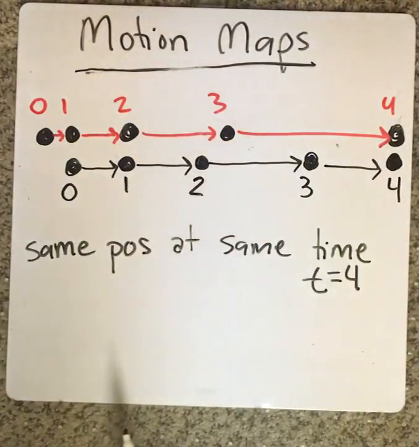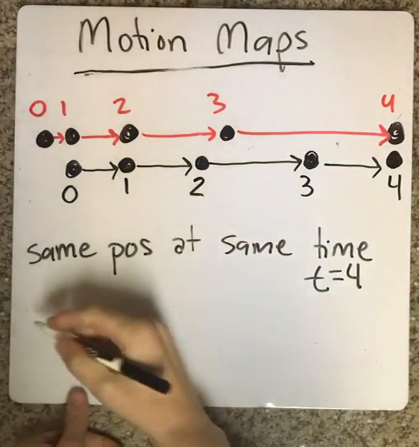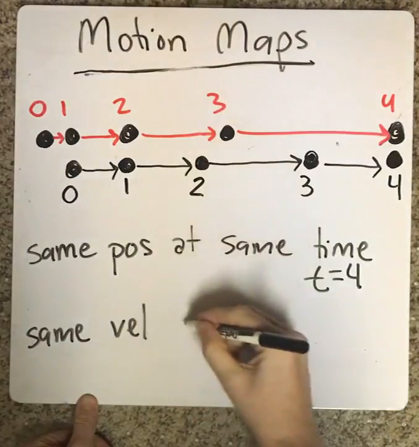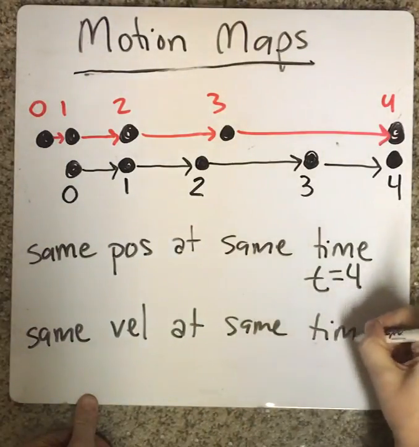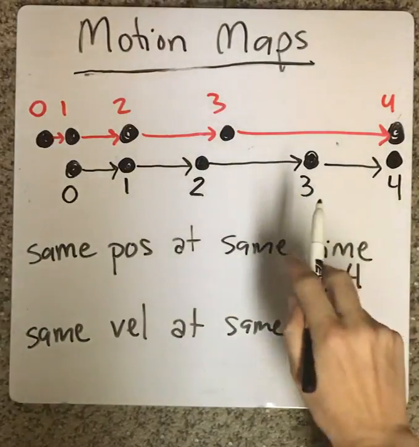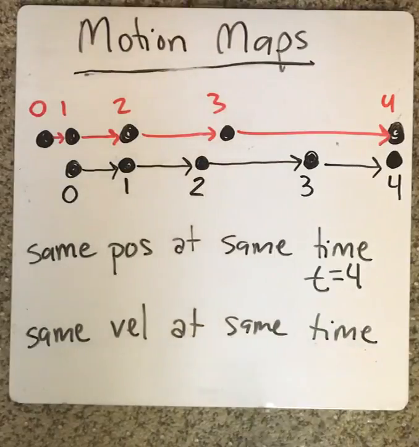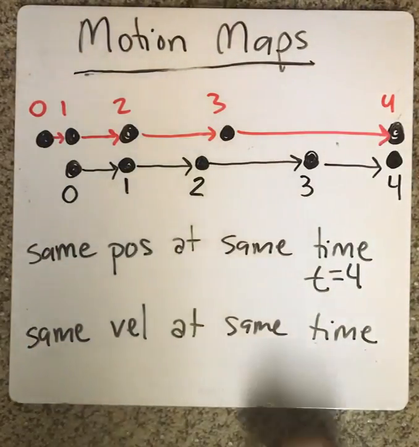Now, most students are good at identifying that. What they struggle with is looking for the same velocity. So we need the same velocity at the same time. Remember that velocity isn't the dots, it's the arrows. So what I'm looking for are 2 arrows that are the same length.